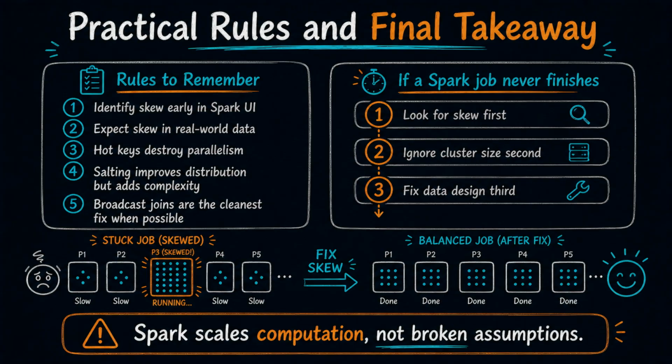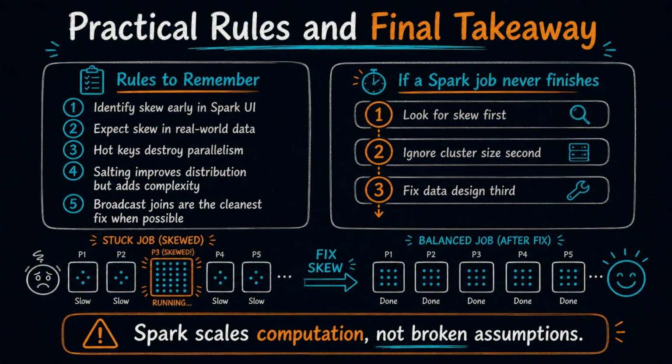Second, expect skew in real-world data. In practice, business data is rarely perfectly balanced. Data often comes from multiple sources, and each source may have its own patterns, leading to uneven distribution. Recognizing this early can help you avoid performance issues down the line. Third, remember that hotkeys destroy parallelism. When a single key is responsible for a large portion of the data, it can become a bottleneck. This single key can turn what should be a distributed job into a single task process, significantly slowing things down.